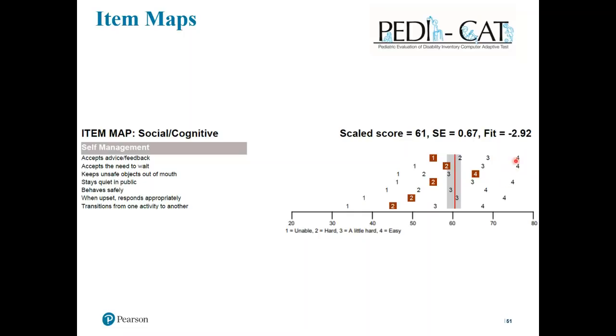So items further to the right are easier and items further to the left are harder. You can see here there's perhaps a little bit of difficulty around transitions from one activity to another, or when upset, responding appropriately. They find that quite challenging, but they're good at keeping unsafe objects out of their mouth. So it's helping you identify maybe some of the strengths and some of the areas of need. It's a really nice way of just visually seeing the profile of an individual.